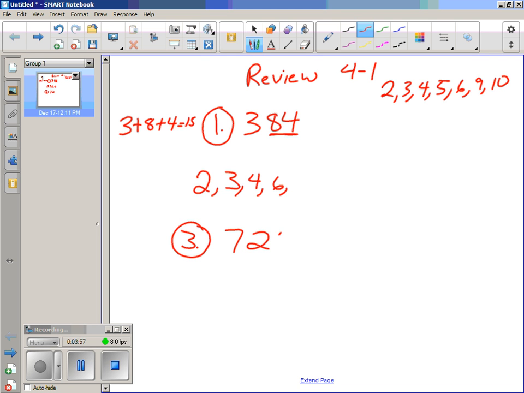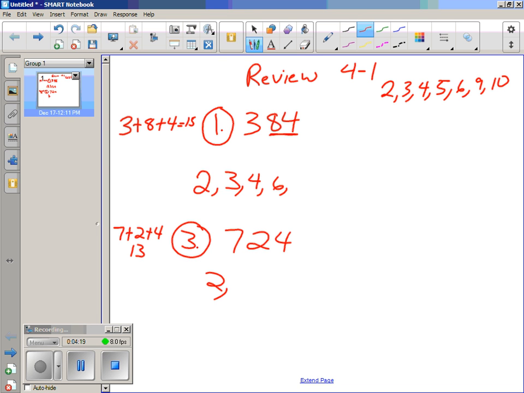724. Same thing. Does 2 go into it? Yep, 2 goes in, it's even. Does 3 go into it? Well, let's see. 7 plus 2 is 9, plus 4 more is a grand total of 13. 3 does not go into 13, right? Okay, so we don't include 3.